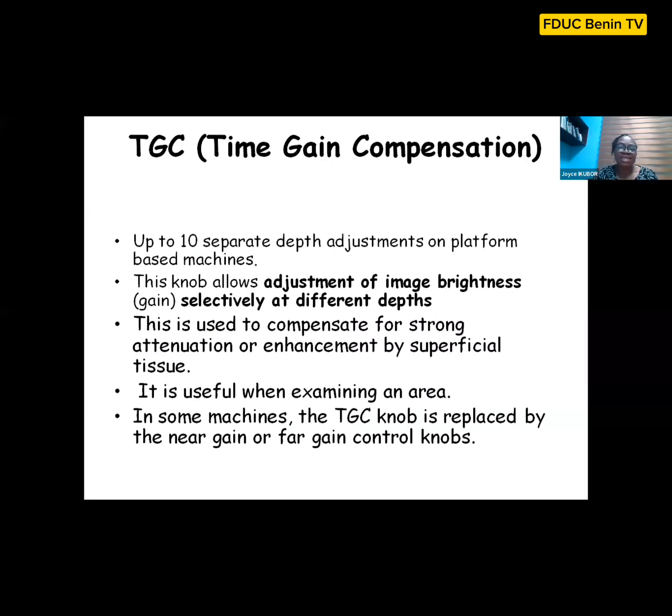So when you're examining an area, you can use this time gain compensation to adjust the brightness of that area, so that the brightness of your area of interest is what you want. It's not the whole area of study that you're interested in, it's a specific area. So you just adjust the brightness by selectively touching this particular knob.